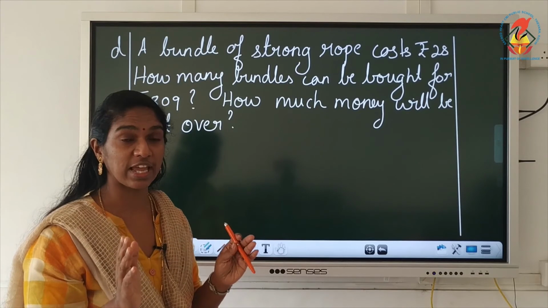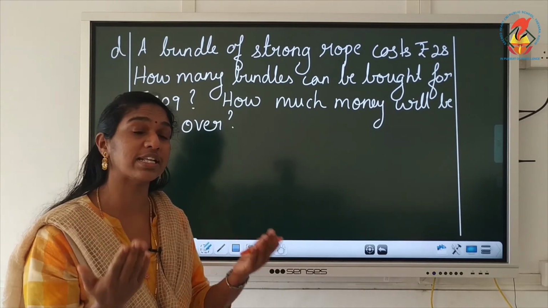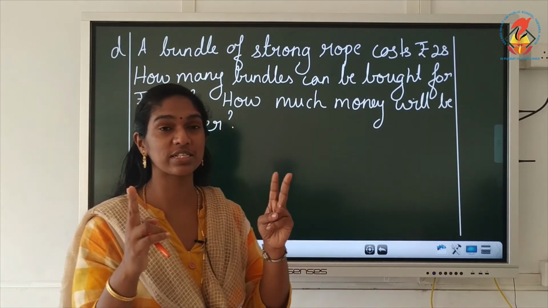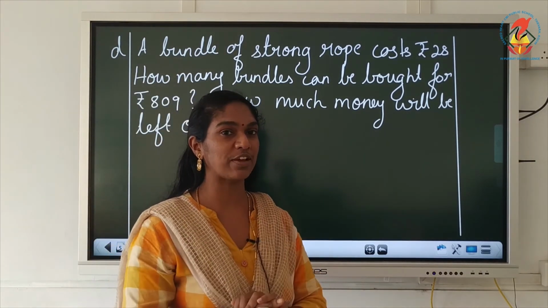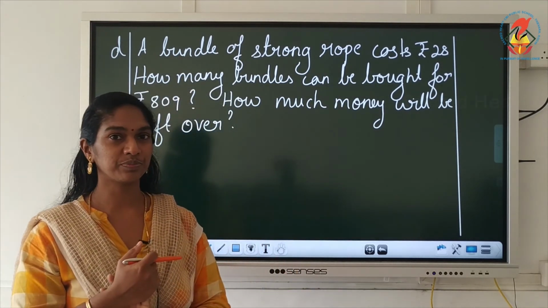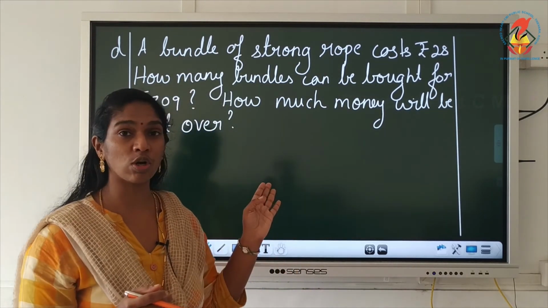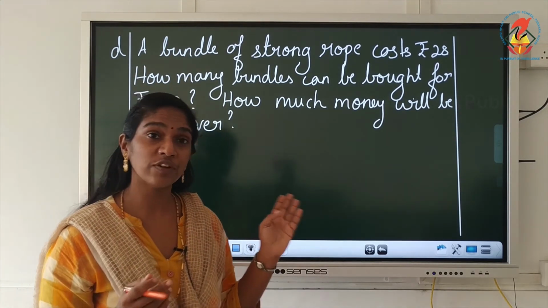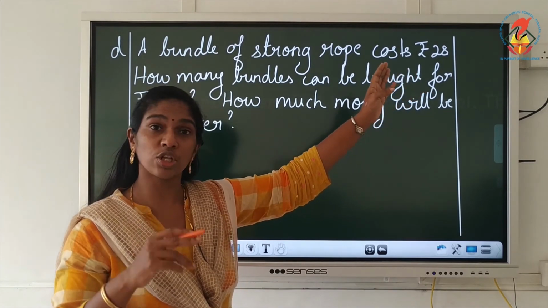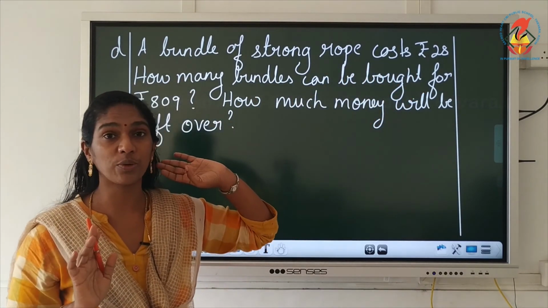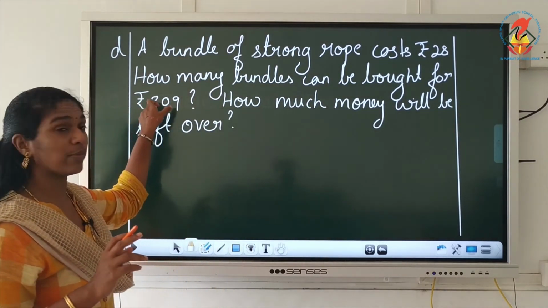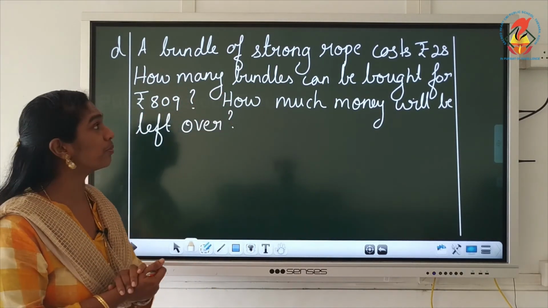809 rupees is there. For that amount, how many bundles can be bought? How much money will be left over? There are two questions there. From where will you get the answer, left over? What is the operation that we have to do here? You have to divide, because they have given you the cost of one bundle is 28. The cost of the next bundle will also be 28. The cost of the third bundle will also be 28. For this amount, how many bundles can we buy?